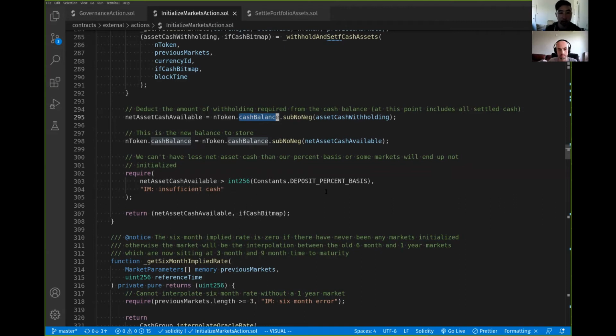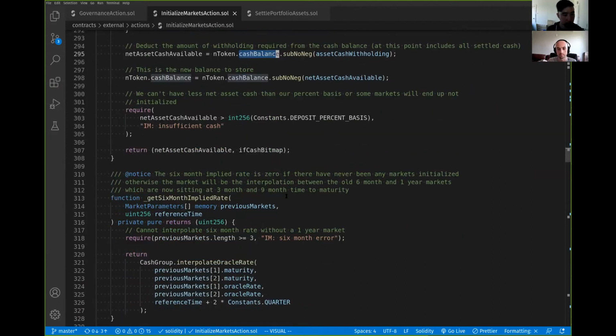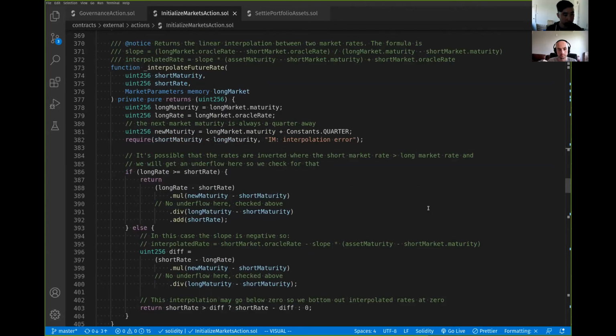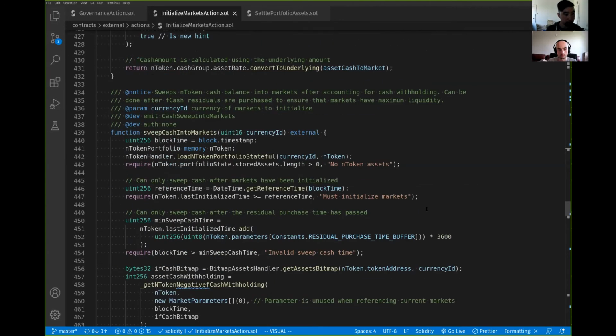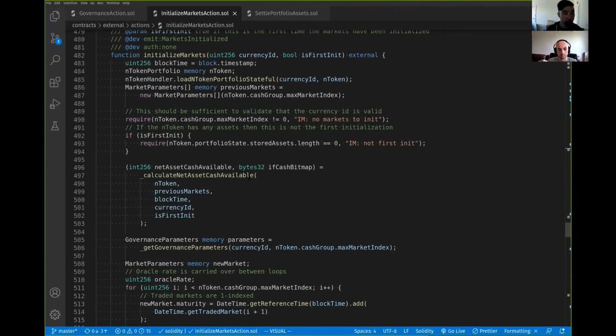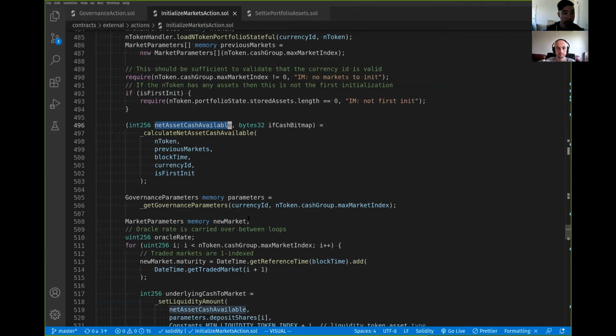This is quite a low number. So we should always be passing this check here. Now we'll skip some of these other methods here and go back into Initialize Markets. So we've reached this point here. So we know how much cash we have available to provide as liquidity.